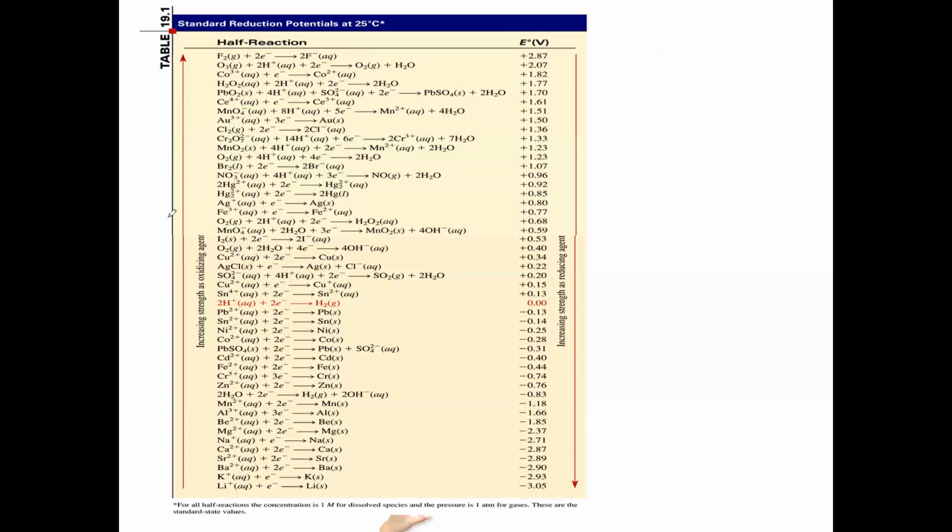Is there anyone with zero potential here? Any substance with zero potential? Any half reaction? You can see this. It's zero. This is your reference. This is the standard hydrogen electrode, SHE. You can see H plus and H2. This is our reference electrode.